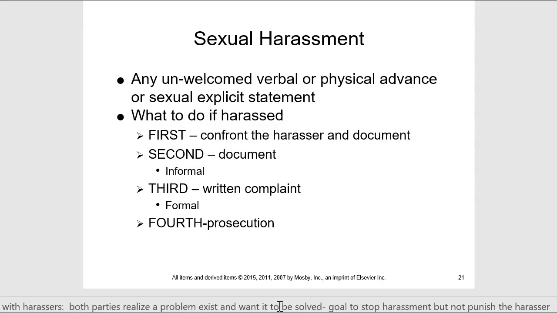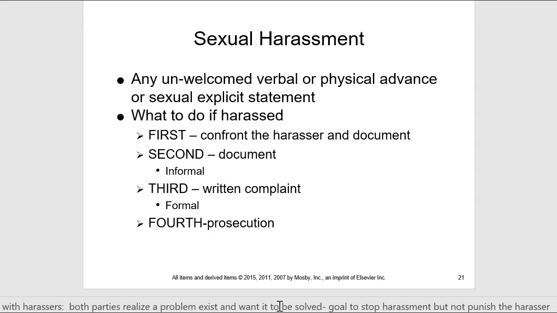So, what to do if you are being sexually harassed? You should always confront the harasser and document what the issue was. And that doesn't mean, when we say confront, that doesn't mean you have to get your fists out, but it means you need to tell that person, when you say this type of thing, give an example, it makes me uncomfortable and it is unprofessional and I would like you to stop. And you document that.